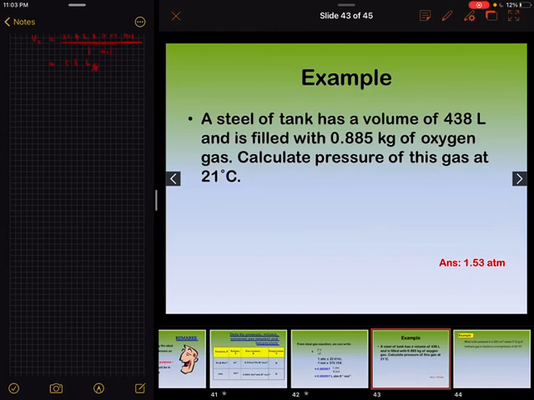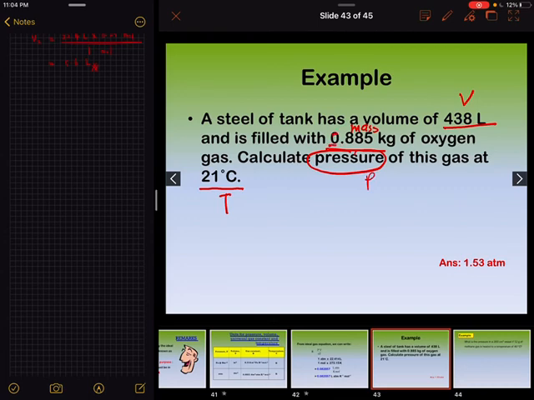A steel tank has a volume of 438 liter. Okay, label it first. This is the volume. And it's filled with 0.885 kilogram of oxygen gas. So what is this? This is the mass. Calculate the pressure of this gas at 21 degrees Celsius. So this is the temperature, and you have to calculate the pressure.